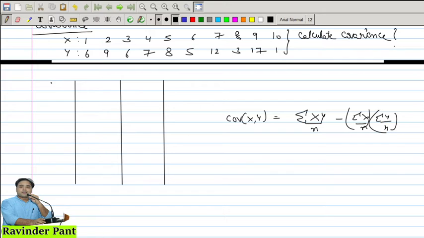So we see that the values given here are 1, 2, 3, 4, 5, 6, 7, 8, 9 and 10. For y we have 6, 9, 6, 7, 8, 5, 12, 3, 17 and 1. So by looking at this series it is difficult to calculate the relationship, but with the help of this covariance we can easily calculate the relationship.